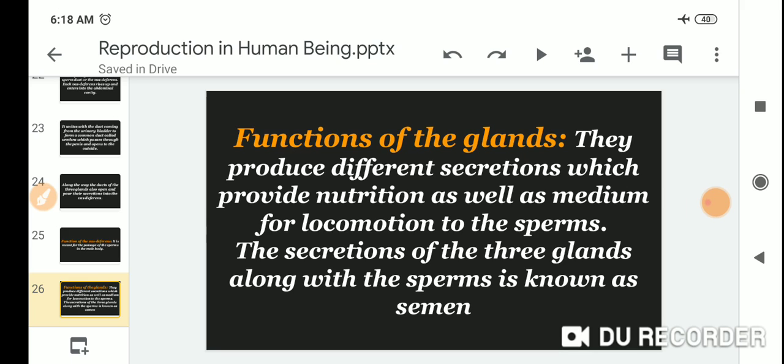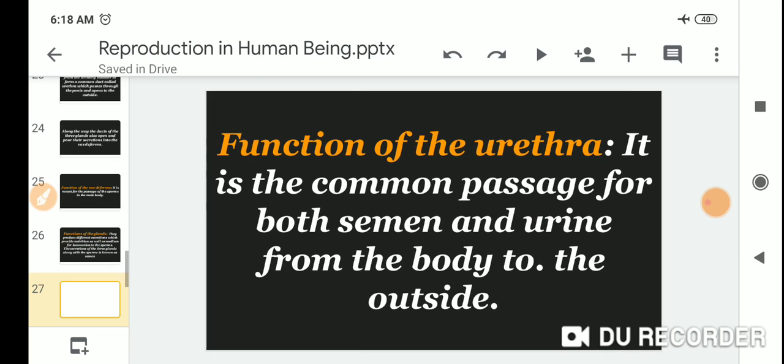Function of the glands: they produce different secretions which provide nutrition as well as a medium for locomotion to the sperm. The secretions of the three glands along with the sperm are known as semen.